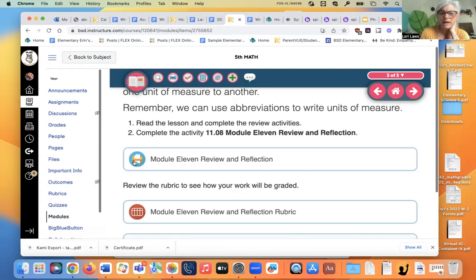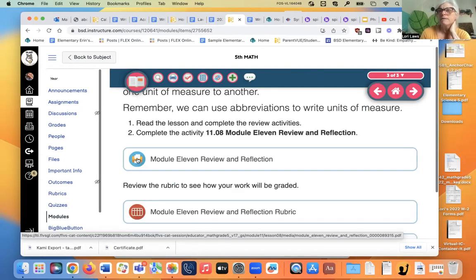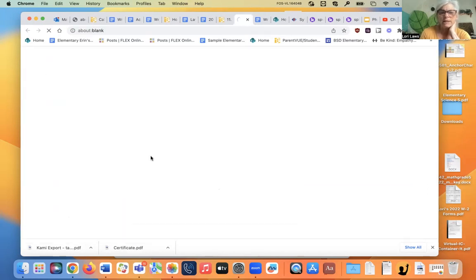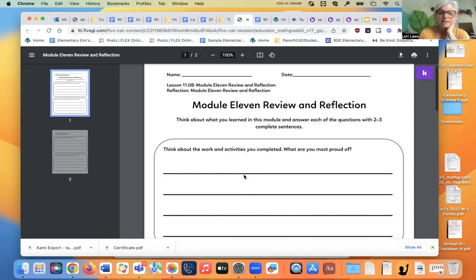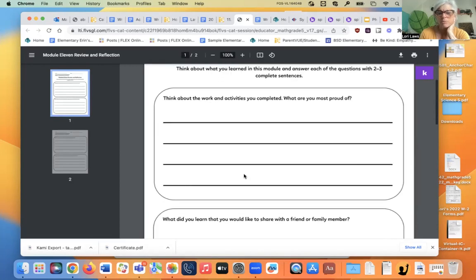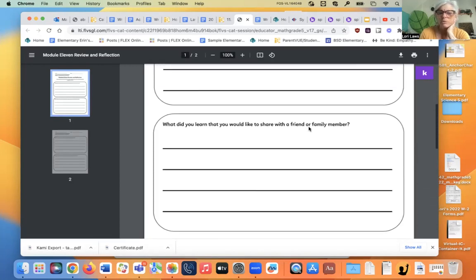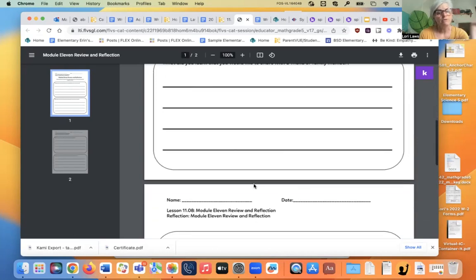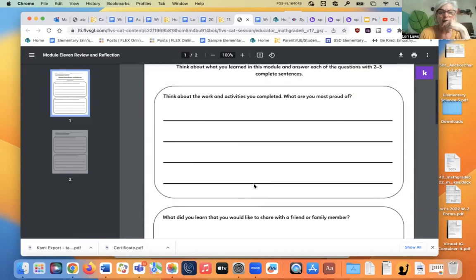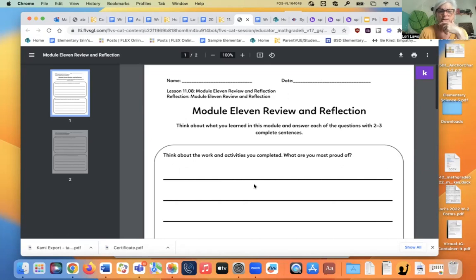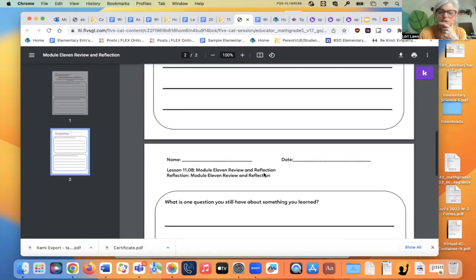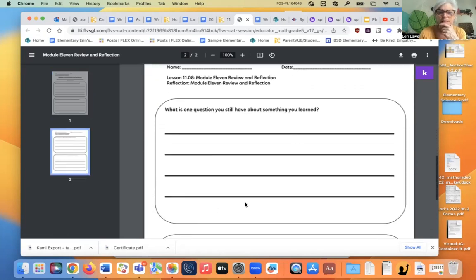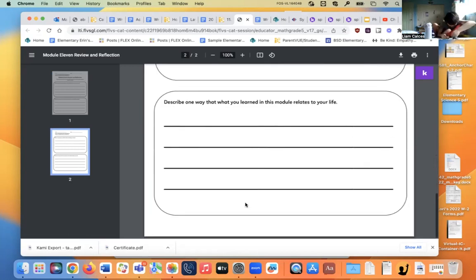So here it is, Eli. It's on page 3, or Amadi. Page 3, Mod 11 review and reflection. You click it, and it says, think about the work and activities you completed. What are you most proud of? What did you learn that you would like to share about conversion? I'm proud of knowing how many pints or princesses are in a quart. So you can open this on Kami, fill it in, and submit it. That's one question you still have.